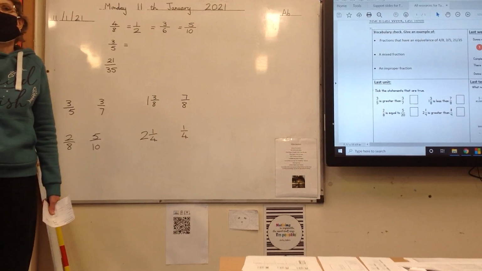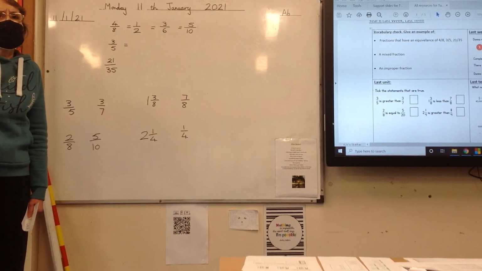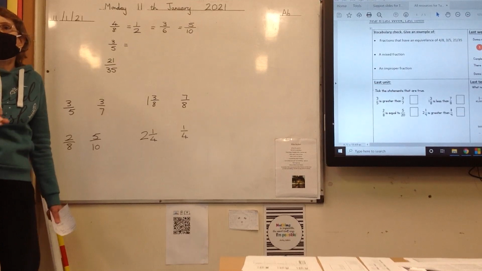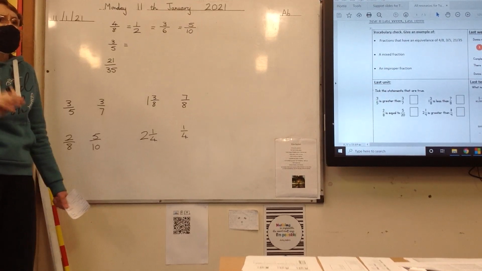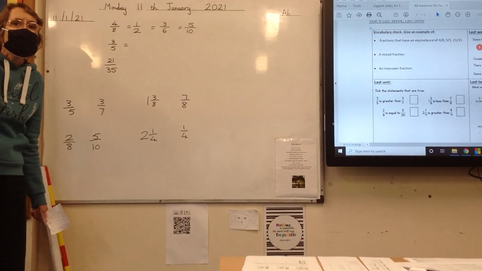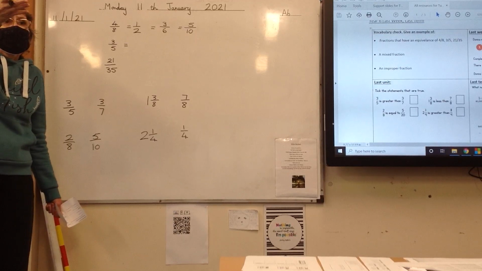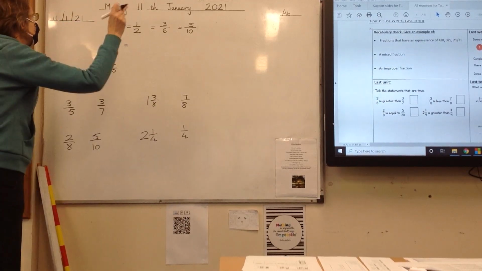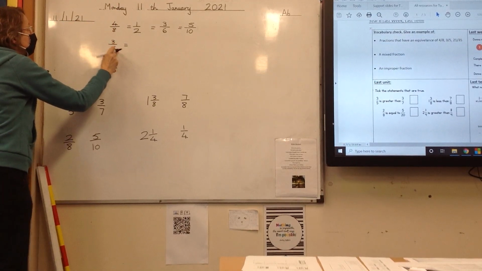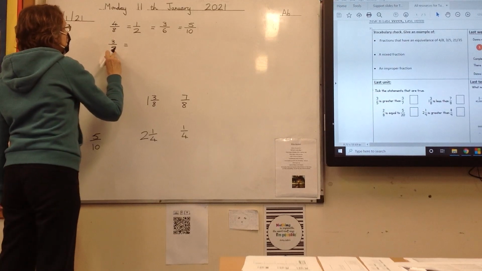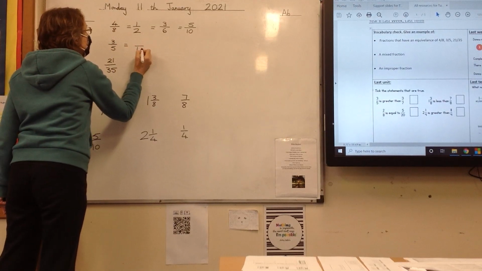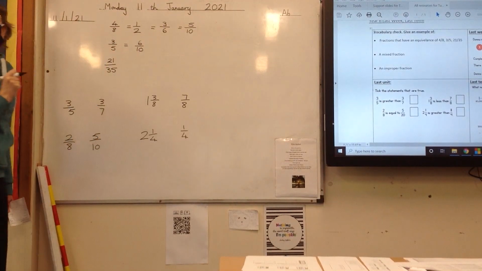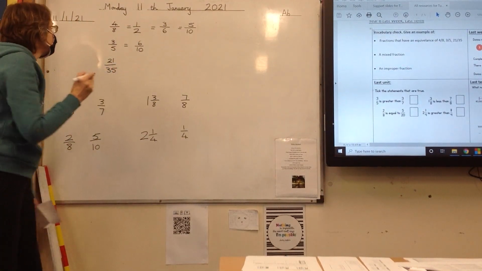Okay, now 3/5. What do we need to remember when we're finding equivalence? What's the golden rule that we need to remember? Give me a little clue here. What's the golden rule? What do we need to remember to do? Well done. You do the same to the top as you do to the bottom. So, if I decided to double that 5 to make 10, I would double that 3 and it would make 6. Yeah? And you could continue the pattern.